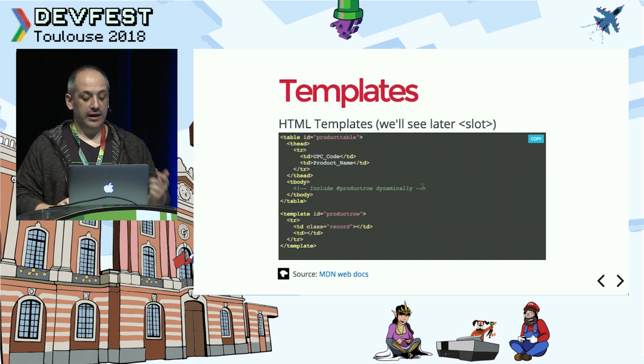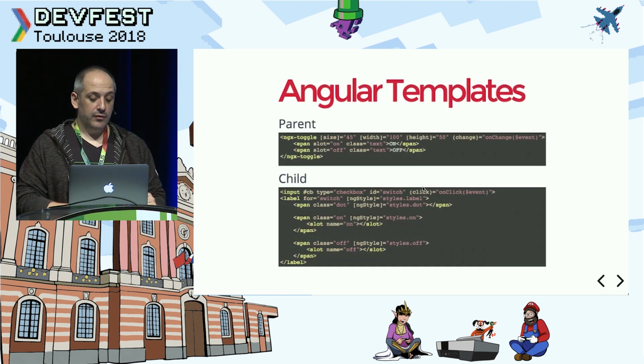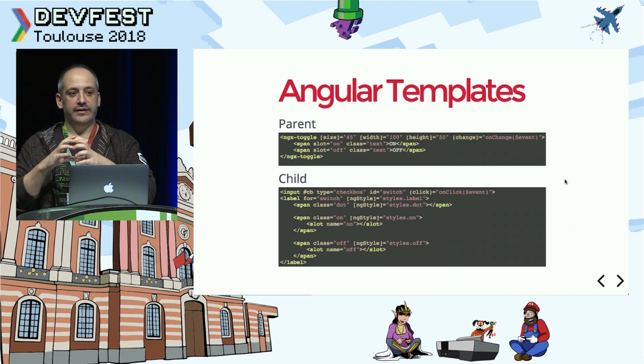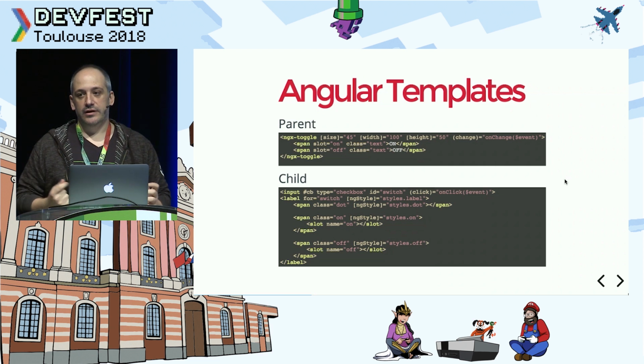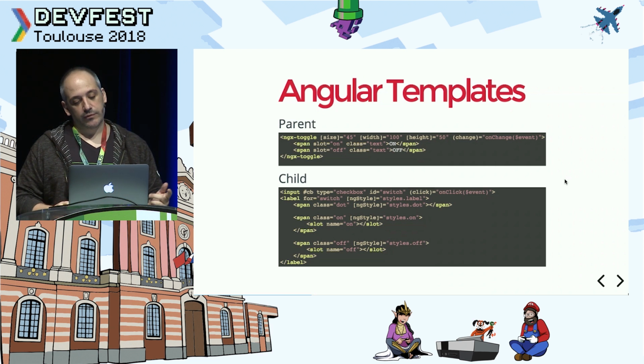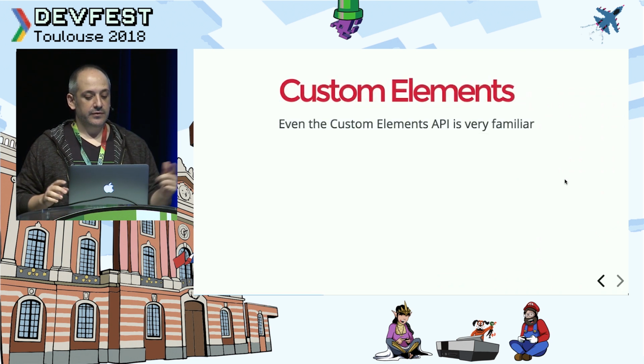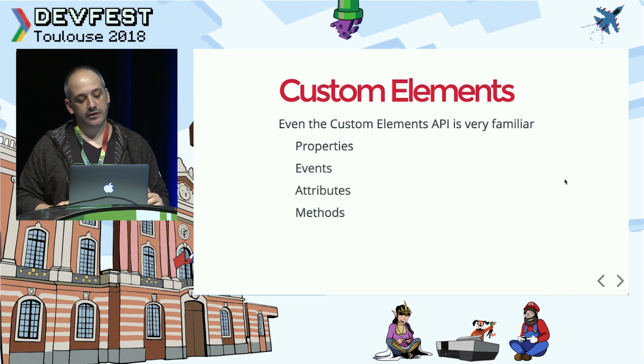And in Angular, we can do that with transclusion, which is now called content projection. Or we can see that also, for example, with ngFor. The ngFor grabs a piece of template and iterates over it in a loop, that kind of thing. So that's pretty similar, too. And even the custom elements API is very similar.